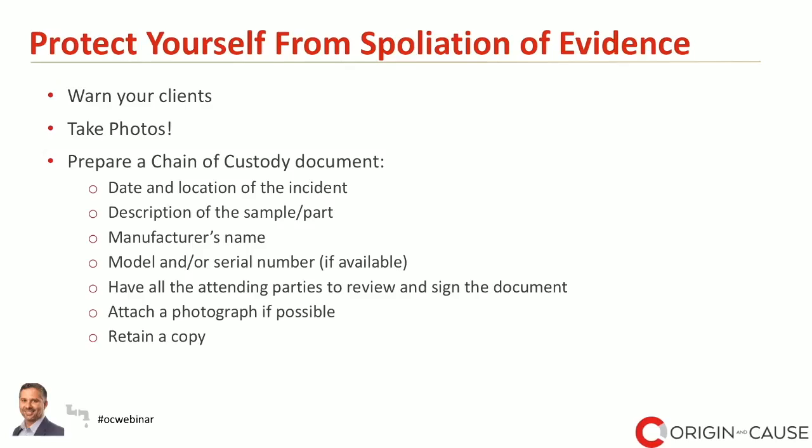Take good photographs of the area and the failed component. If you can't get to the site right away, tell your insureds to take photos in threes, as I mentioned earlier. First, take a photo of the room, then a photo of the area of interest, and finally, a photo of the failed component. Prepare a chain of custody document to track the whereabouts of the evidence at all times.